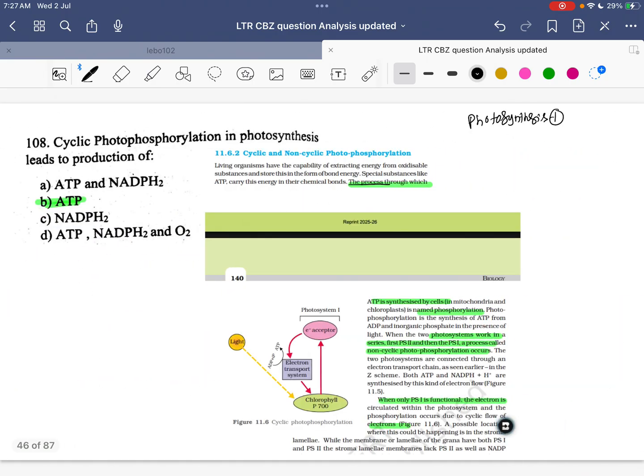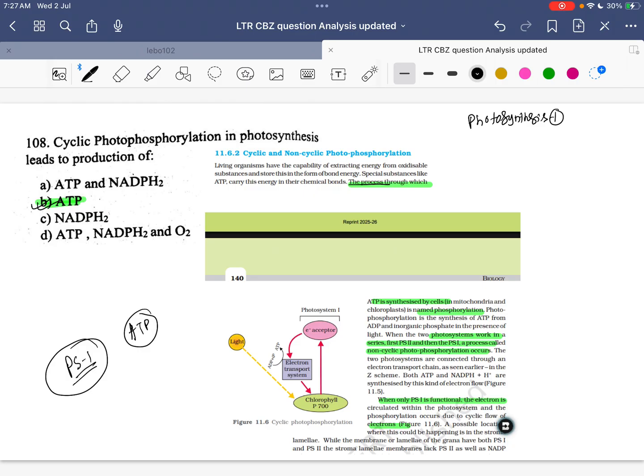Then the cyclic photophosphorylation in photosynthesis. In cyclic photophosphorylation, only PS1 is involved, so only ATP is produced. This same question has also come continuously in teaching exams. In the case of non-cyclic, there will be ATP, NADPH and O2. In the case of cyclic, it is only ATP. So B will be the answer.